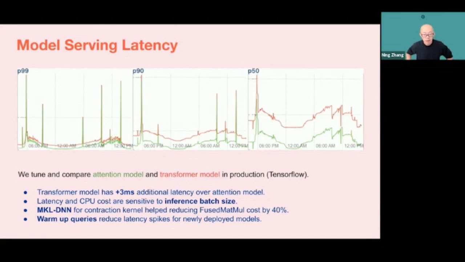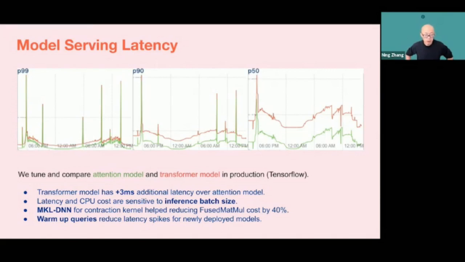As you can see, this is the end result of several tunings, and we can see about 3 milliseconds of additional latency for the transformer model over the attention model. This is mostly due to the extra computational complexity in the transformer model. As we see, this has been optimized based on several runs of optimizations.